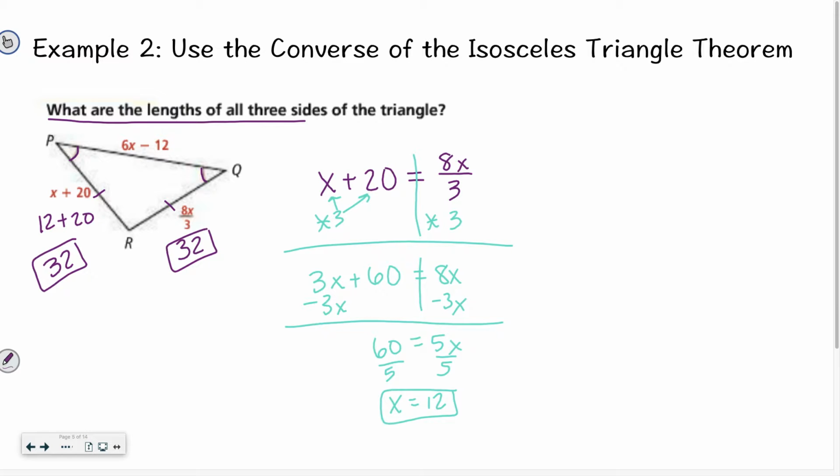But here's a little trick. Isosceles triangle, you know those two sides are congruent anyways, so you don't have to do that work. If you trust that you've solved it correctly, you can do that.